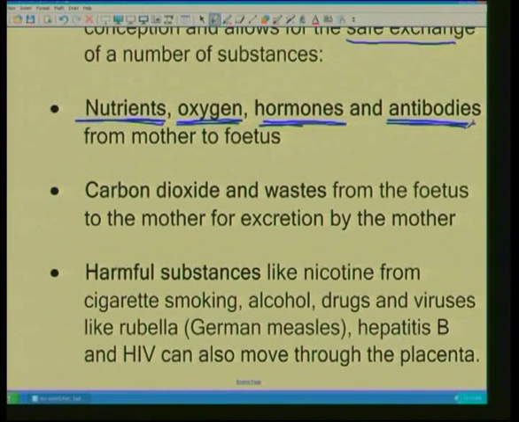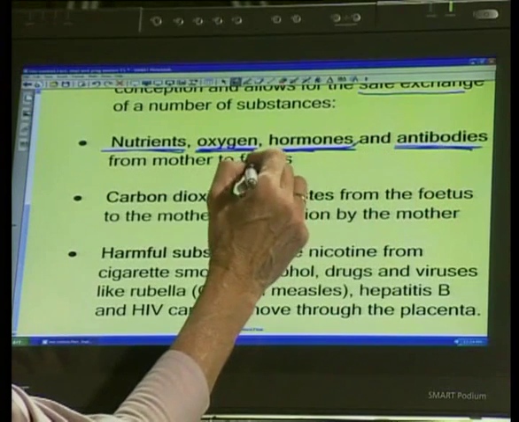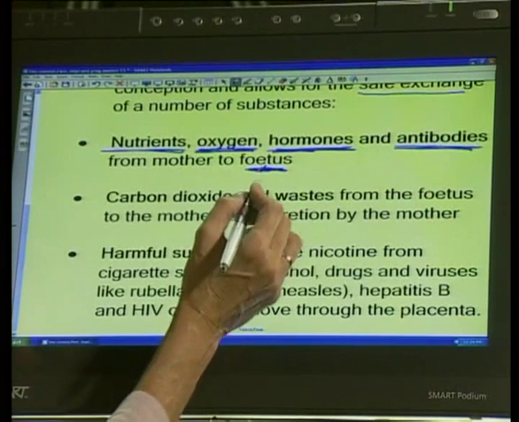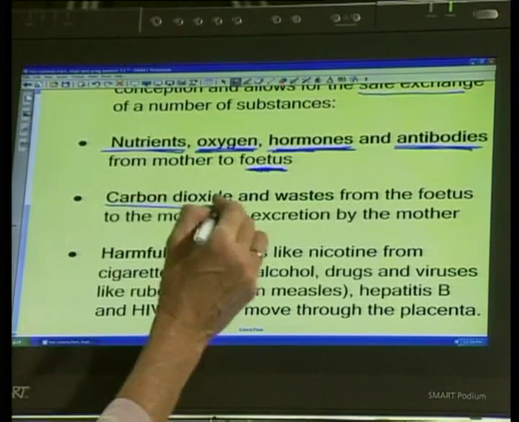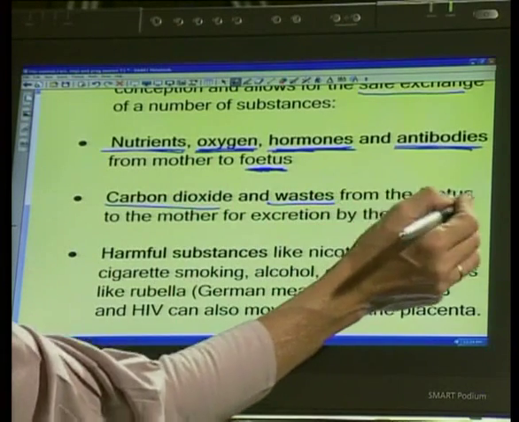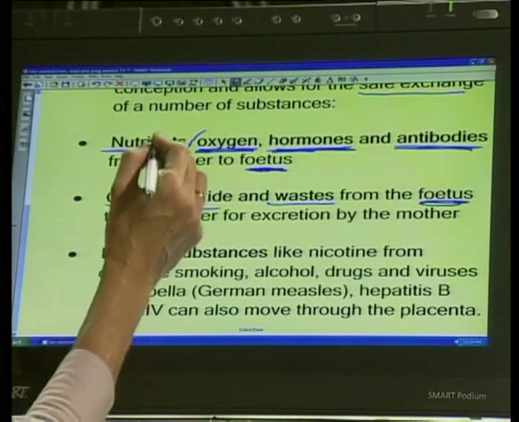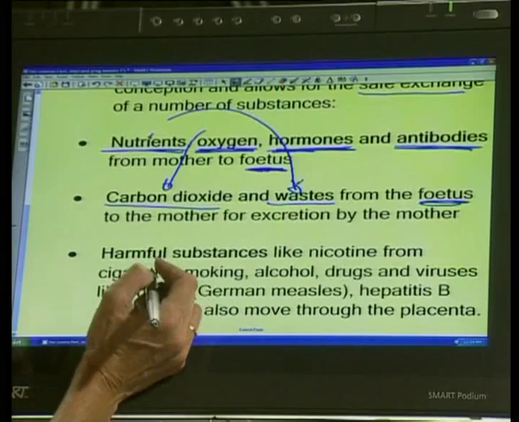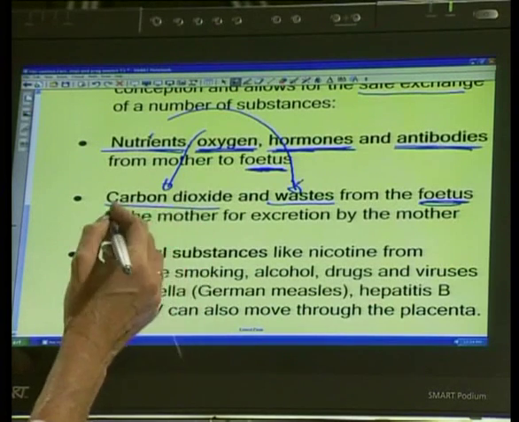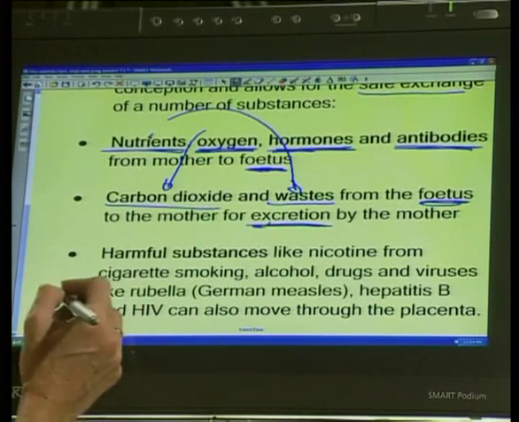All right, so the nutrients, you've got to feed that fetus. It needs to grow. Oxygen, there's no energy in the cells to grow if there isn't oxygen. Hormones, to tell those cells to grow. And antibodies, to make sure that this little thing is perfect and looked after. Carbon dioxide and wastes, they're coming from the baby. The fetus is using the oxygen and releasing carbon dioxide. It's using the nutrients and releasing wastes. That has to go to the mother, and the mother has to excrete it.